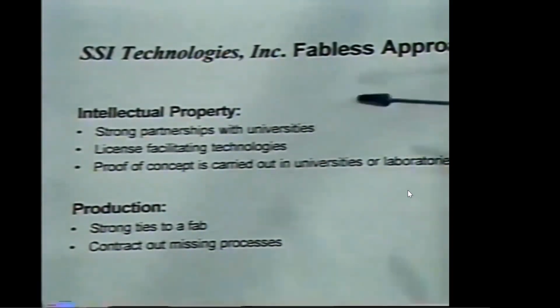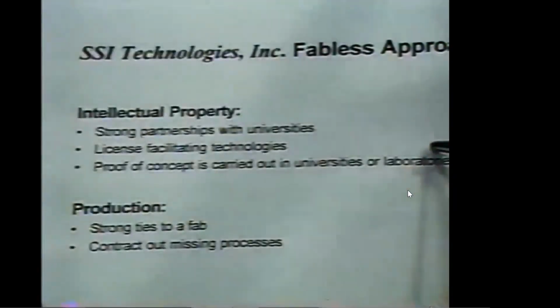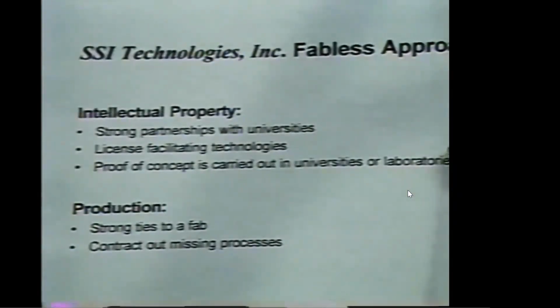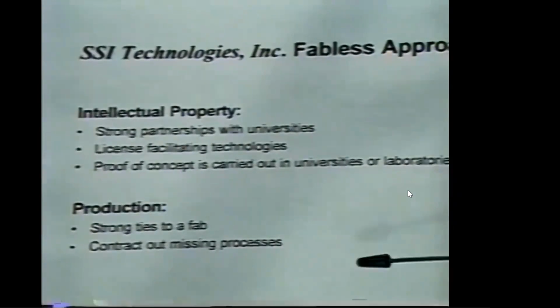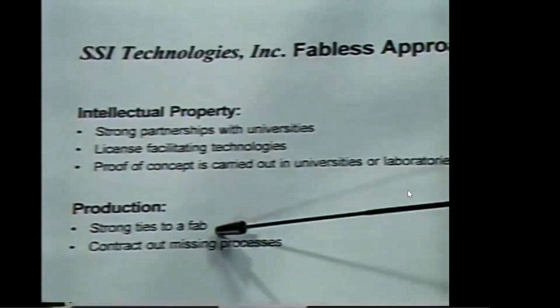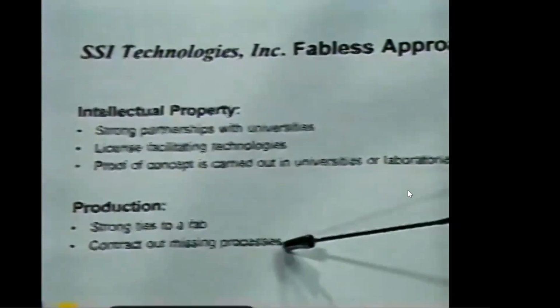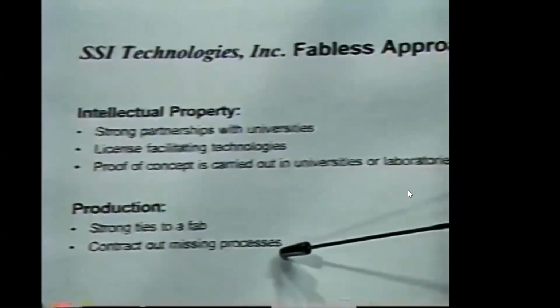sensor. Then part of our intellectual property agreement is also that we try to work very closely with universities and laboratories to develop any position that might lead to some intellectual property for the device that we're developing. Finally, on the production side, this implies that we need to have very strong ties to the fab, and we do have that currently. And we also have to be flexible to contract out any processes that the fab cannot carry out at the time.